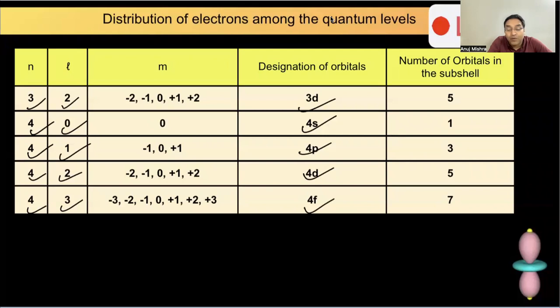Clear? When it is 3d, then -2, -1, 0, +1, +2 are the values of m. When it is 4s, the value is 0. When it is 4p, the values are -1, 0, and +1, because there will be 3 options. When it is 4d, there are 5 values: -2, -1, 0, +1, +2. When it is 4f, again you have 7 values.